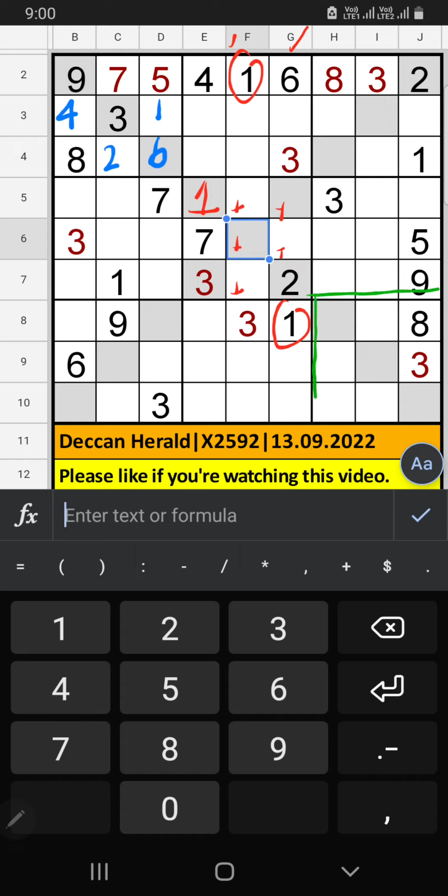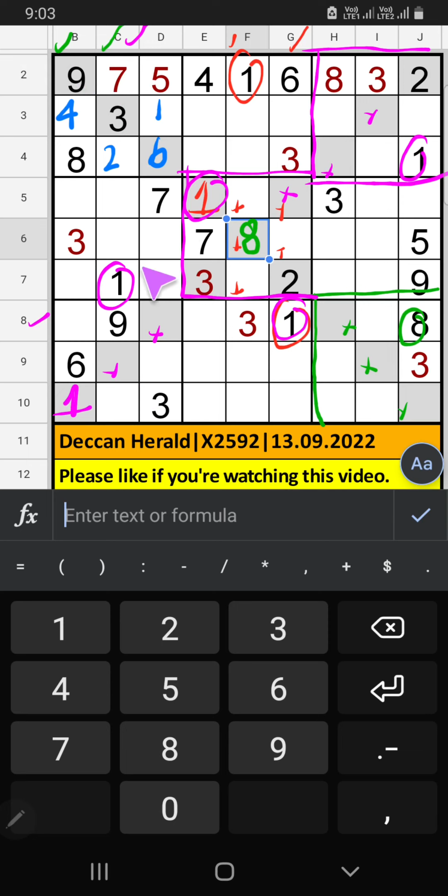In the 9th grid we have 8. So 8 can't come in these cells. Then 8 is confirmed here. In the 3rd grid and 5th grid we have 1. So 1 can't come in these cells. In the 8th row, column C we have 1. So 1 can't come in these cells. Then 1 is confirmed here.